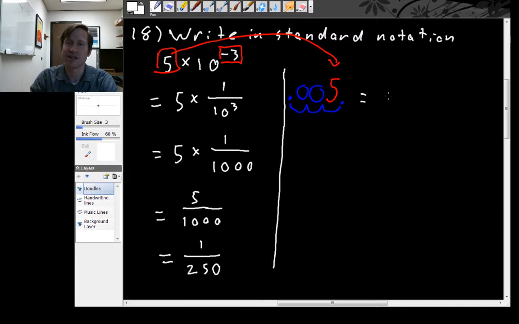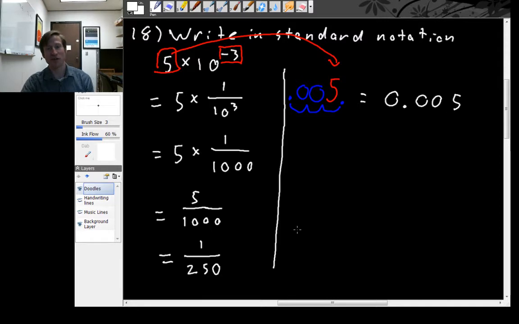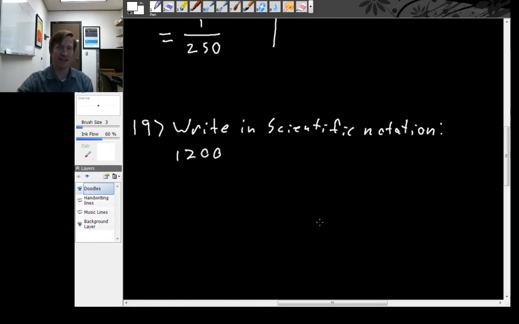So our answer is 0.005. It turns out that 0.005 is just the decimal representation for the fraction 1 over 250, so this is the same answer as we got before. It's just written differently. Okay, let's look at 19.